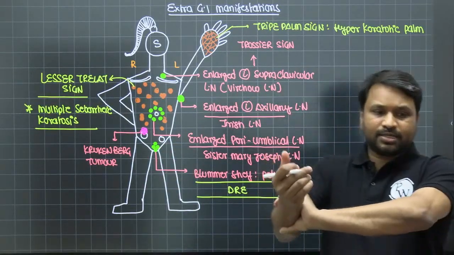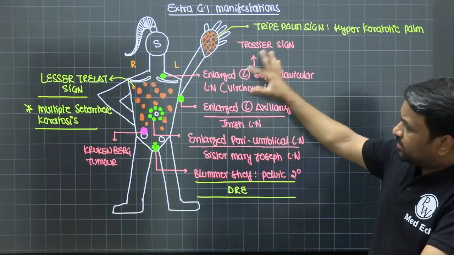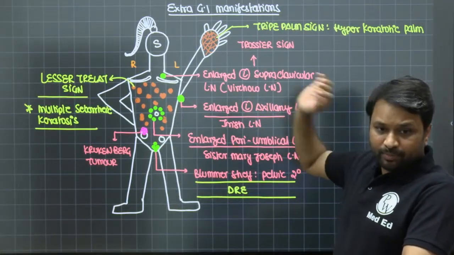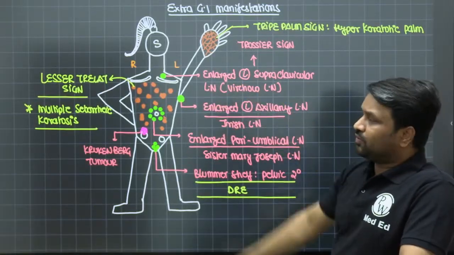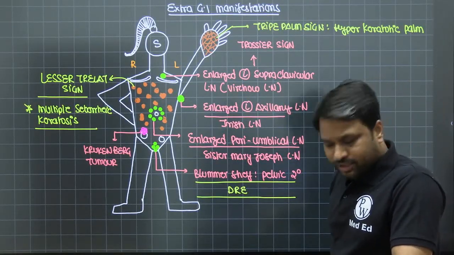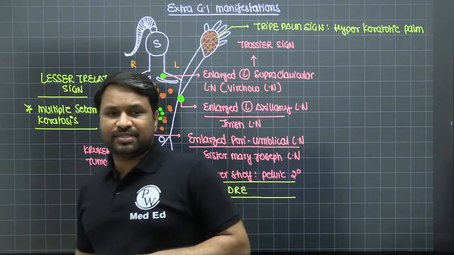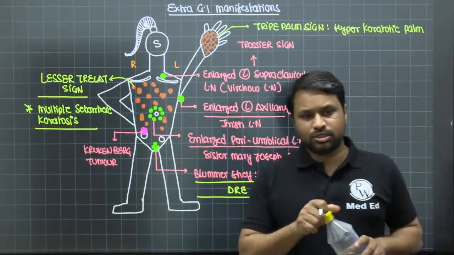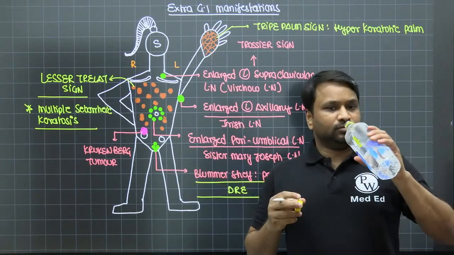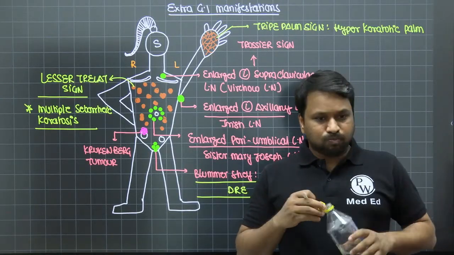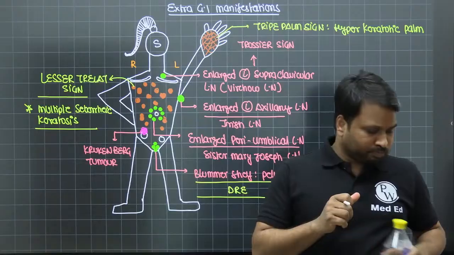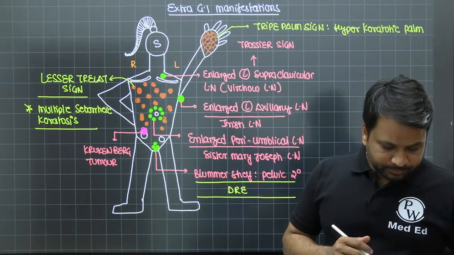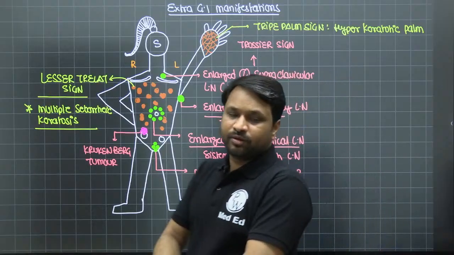Is that clear, guys? Okay. So this one diagram basically tells you all the manifestations that can be present apart from the GI manifestations of the carcinoma stomach, and this is what we call the extra GI manifestations of the CA stomach. So far so good, guys. Any question? Can we move on?